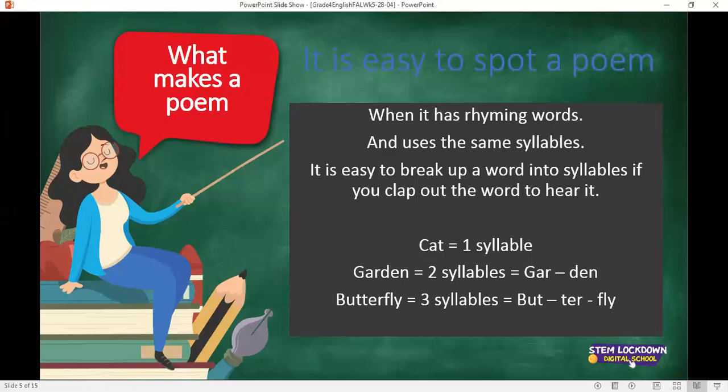Then if I look at butterfly, I'm sure you can also hear the syllables as you say the word. So if I place my hand under my chin and I say butterfly, how many times does your chin move down? And how many times do I clap it out? So I say butterfly. So that is 3 syllables. So this is just to show you how words can create a rhythm. So we look for rhyming words and we also look for syllables.